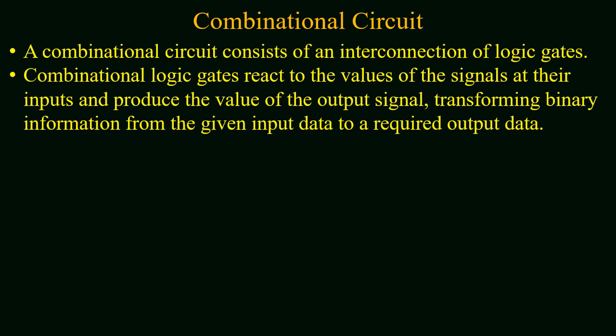A combinational circuit consists of an interconnection of logic gates. Or we can say that a combinational circuit may consist of many logic gates which are connected together to perform some specific operations. The combinational logic gates react to the values of signals at their input and produce the value of the output signal by transforming binary information from the given input data to the required output data. As the input is applied to a combinational circuit, it passes through the various logic gates and their interconnections and produces the output value according to the logic of the given circuit.